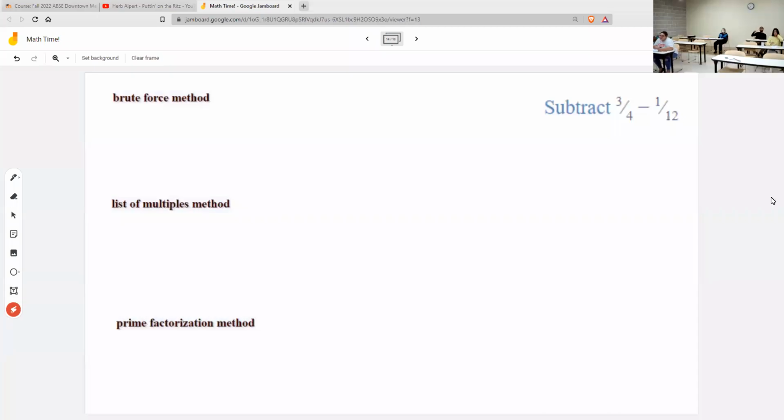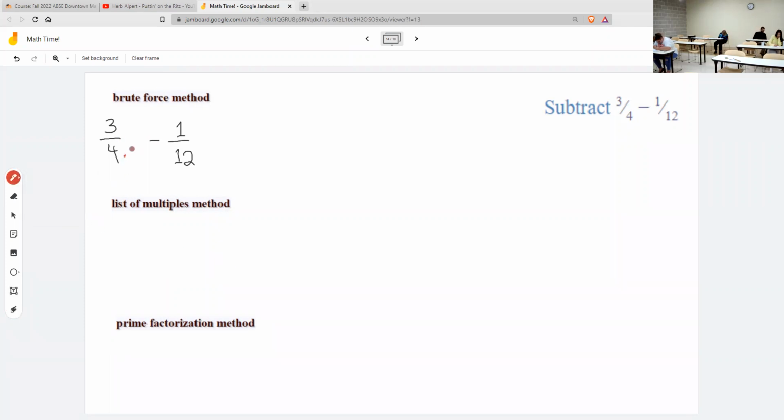Okay, 3/4 minus 1/12. The subtracting isn't any harder. It just means at the end we'll be subtracting. Remember to leave some space here when you write your problem. So brute force method, do I think about anything at the beginning? No, I just write each number on the bottom next to the other one.